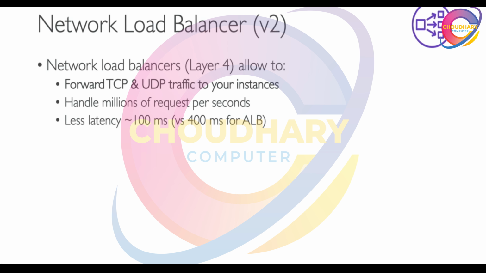So just some numbers to give you an idea. 400 milliseconds would be some average latency for an application load balancer, whereas for a network load balancer we get around 100 milliseconds of latency.